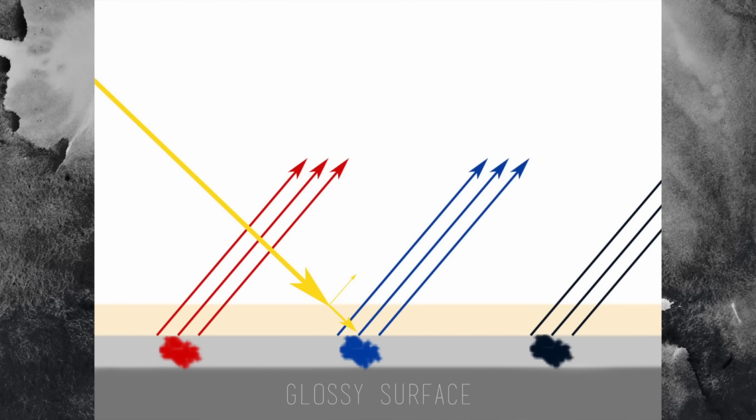Of course, you have to be aware that these two examples are not entirely correct, because a painting is a complex object that exhibits both types of reflections at the same time. Anyway, what matters is that you understand that glossy surfaces create more intense color impression.